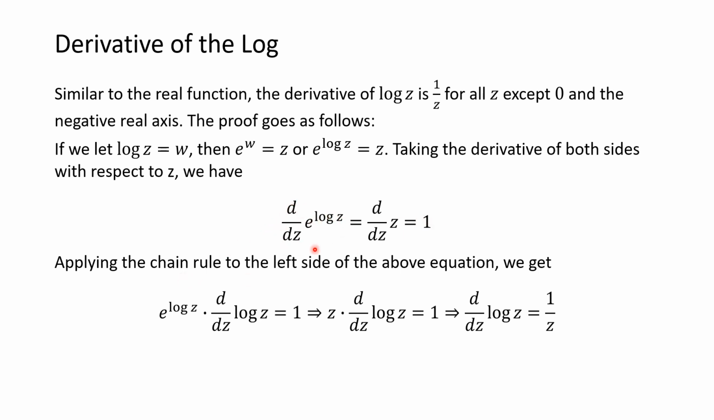Then if we apply the chain rule to this, we have e to the log of z, times the derivative of what's in here, in this case log z. And we know this is z, so we have z here, times the derivative of log z equals 1. And then just dividing by z, we get the derivative of log z equals 1 over z. So it's the same as the real valued version of the log function.